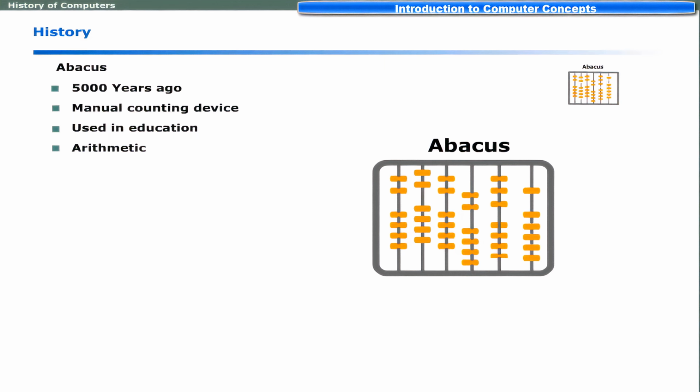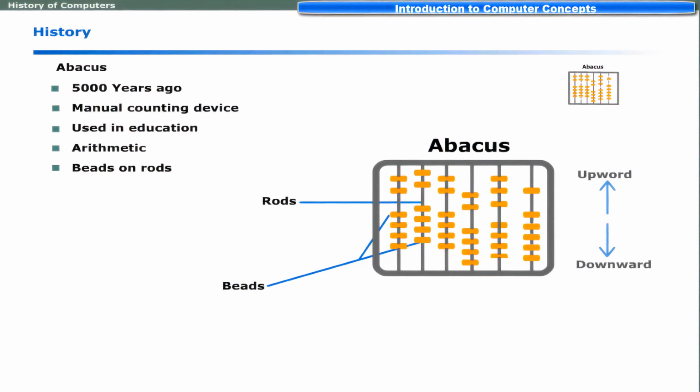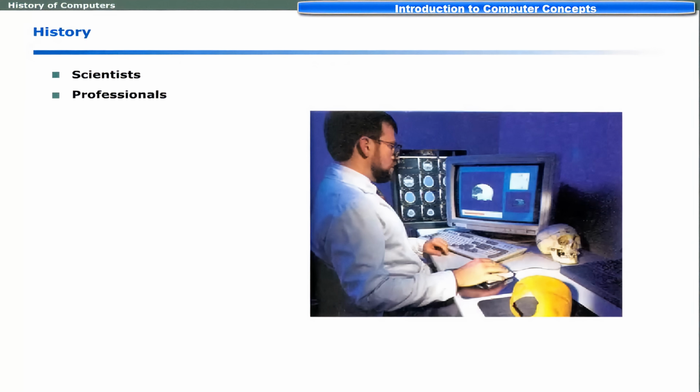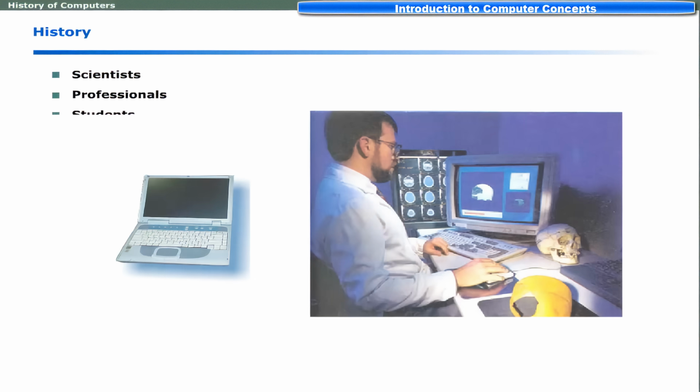This device contains beads on rods. Calculations are made by positioning the beads upward or downward. Dear learners, now we will discuss the contributions of scientists, professionals, and students who contributed to bring to us this marvel of the modern age.